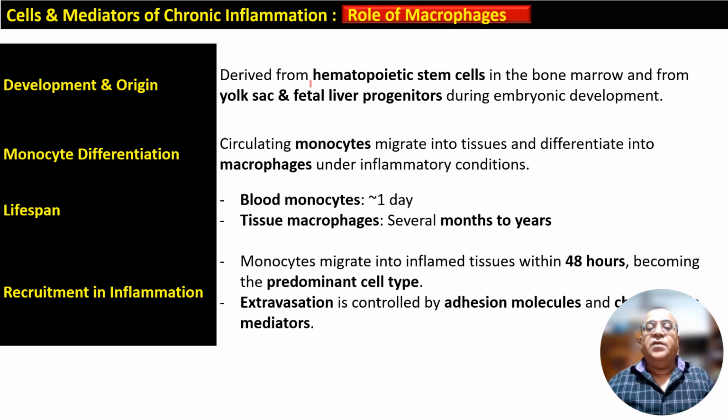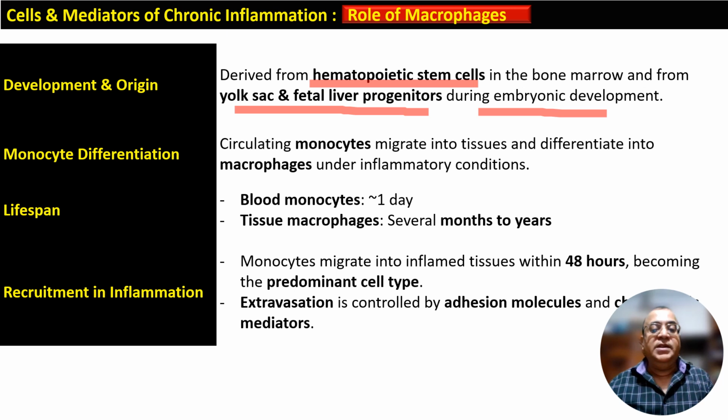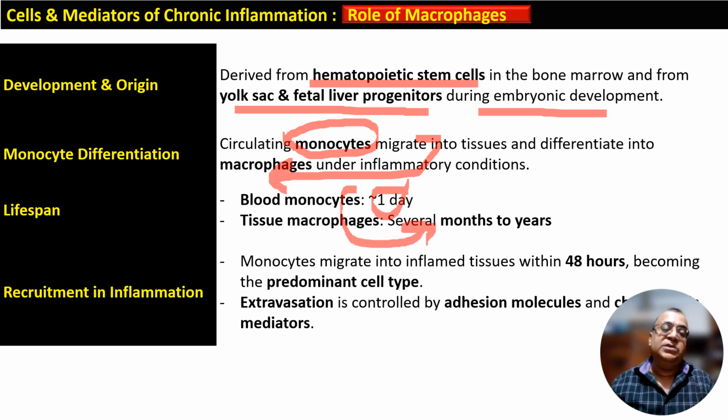They are derived from hematopoietic stem cells in the bone marrow and from yolk sac and fetal liver progenitors during embryonic development. Circulating monocytes can migrate into tissue and differentiate into macrophages under the inflammatory condition. The lifespan of the blood monocyte is about 1 day, while in the tissue they can stay alive for months to years.